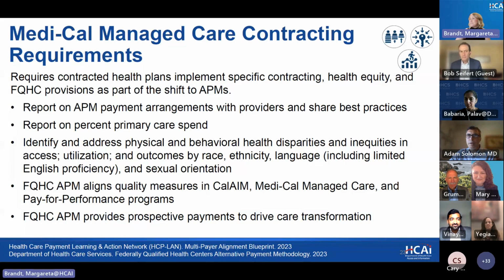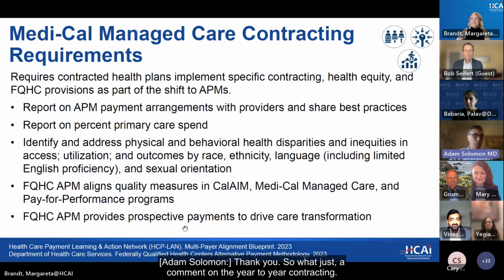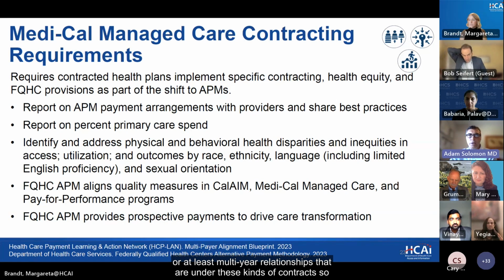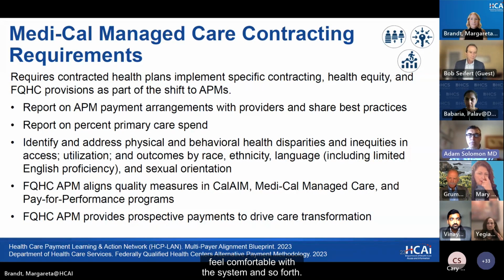Dr. Solomon? Thank you. Just a comment on the year-to-year contracting. In my experience with these types of arrangements, the benefits to the patients accrue over the course of years, and multi-year contracts are important, or at least multi-year relationships under these kinds of contracts, so that those patients can start to get the care that they need, feel comfortable with the system, and so forth.